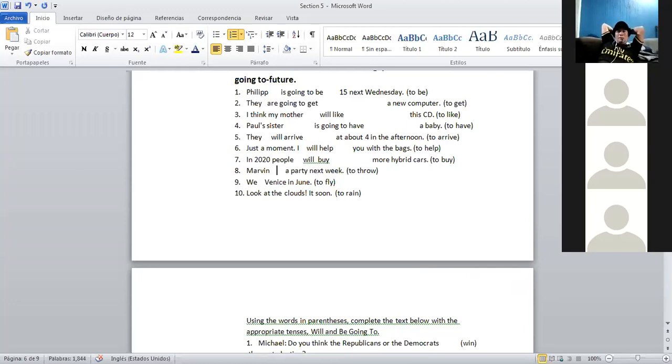Number eight. Marvin is going to throw a party this week. Marvin is going to throw a party in his group. What does throw mean? Throw, tirar, va a lanzar. Va a lanzar una fiesta la próxima semana. So now, this is a plan. A party has been prepared, has been planned.